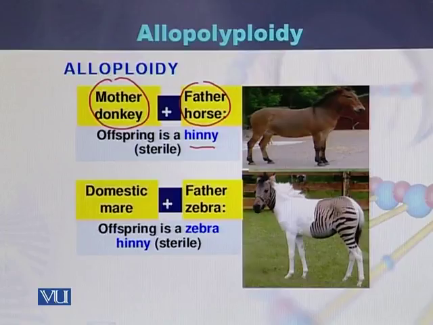The second example of allopolyploidy is a cross between the domestic mare and the zebra. In this cross, the zebra is usually the father and the domestic mare is usually the mother. As a cross of these two individuals, a zebra hinny is produced. Both these animals are sterile, they cannot produce offspring.